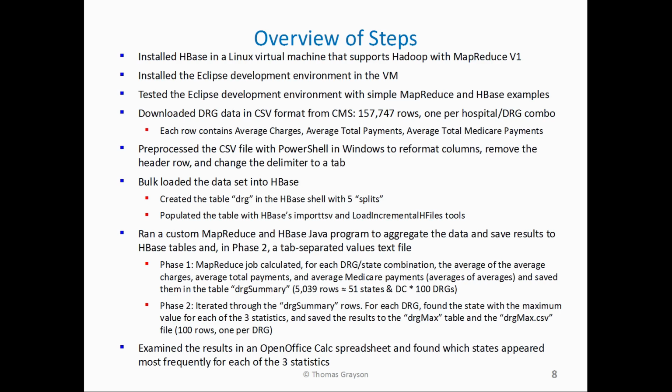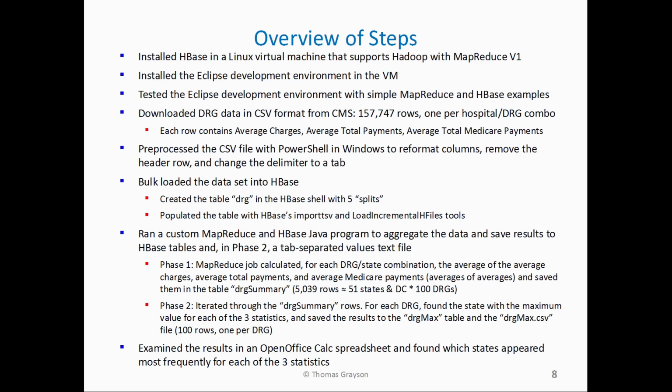After that, I ran a custom MapReduce and HBase Java program, which aggregated the data and saved the results to HBase tables and a tab-separated values text file. In the first phase, the MapReduce job calculated for each DRG state combination the average of the average charges, average total payments, and average Medicare payments, so that's averages of averages, and saved them in the table DRG summary. That table had about 5,000 rows. It was not exactly 5,100 rows, which you might expect for 51 states and the District of Columbia times 100 DRGs, because some states did not have any of those DRGs.